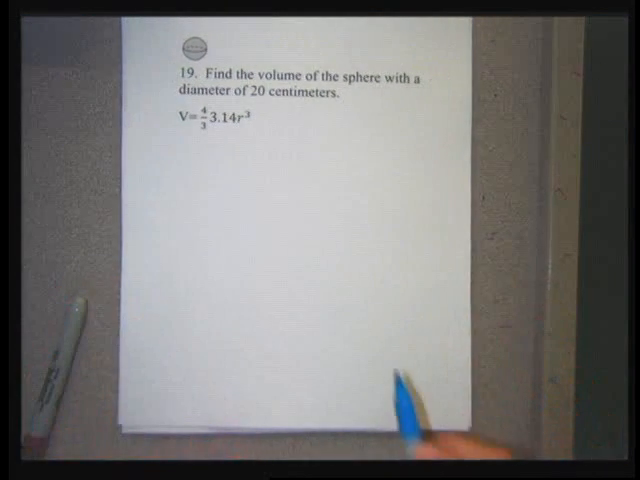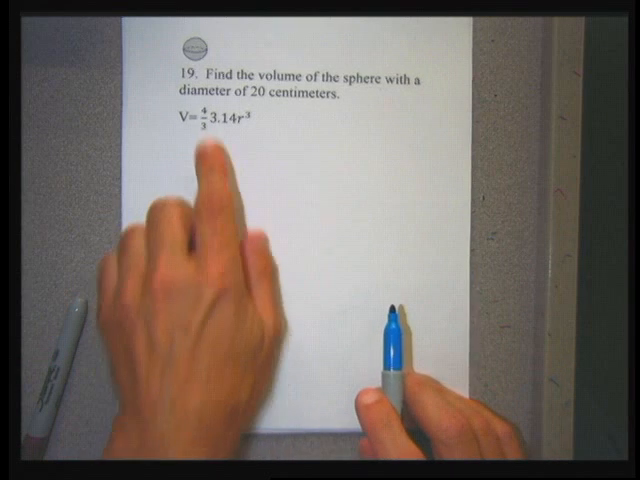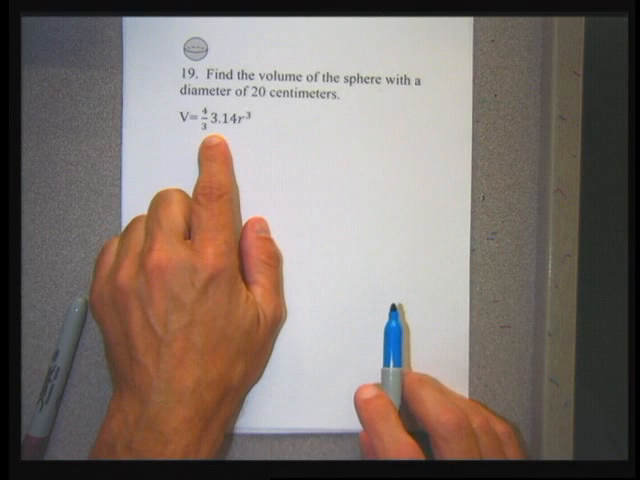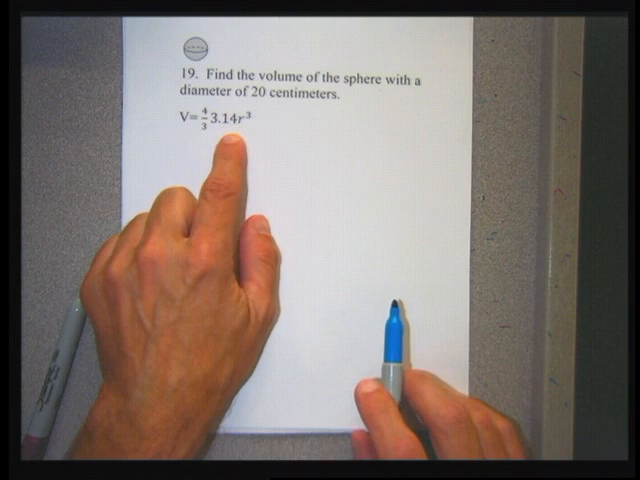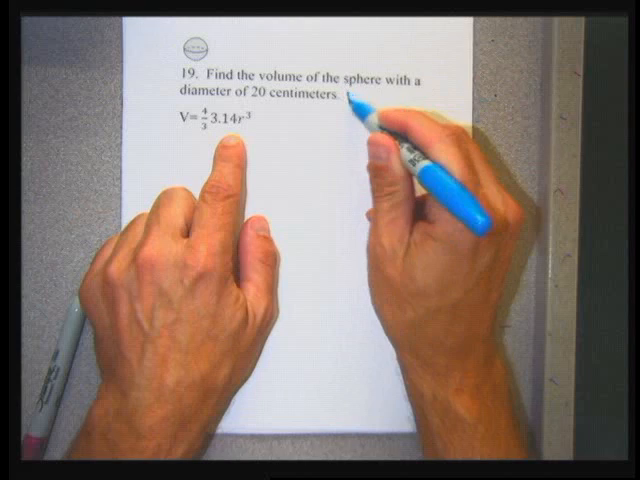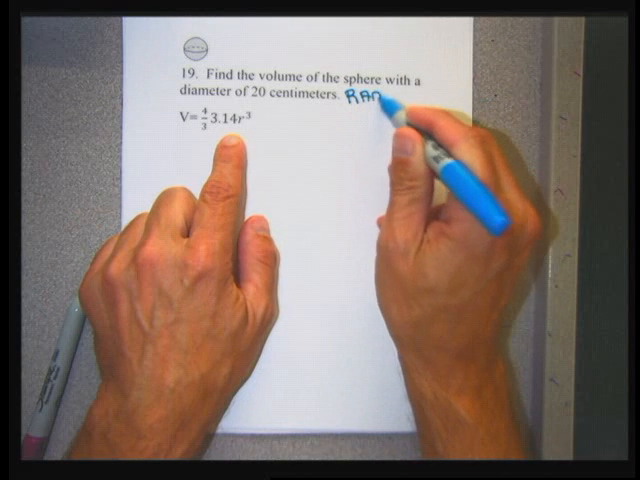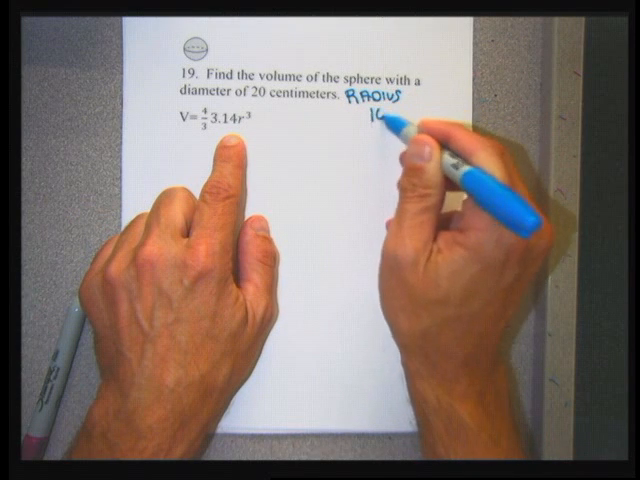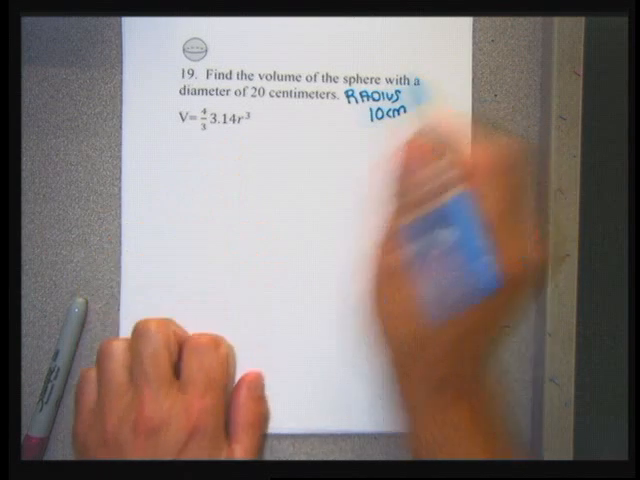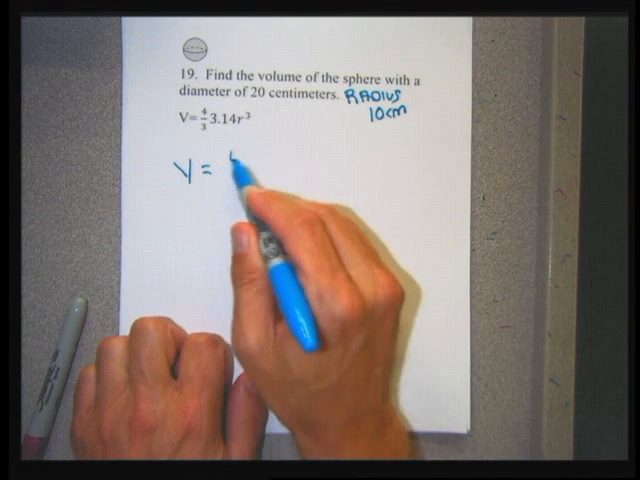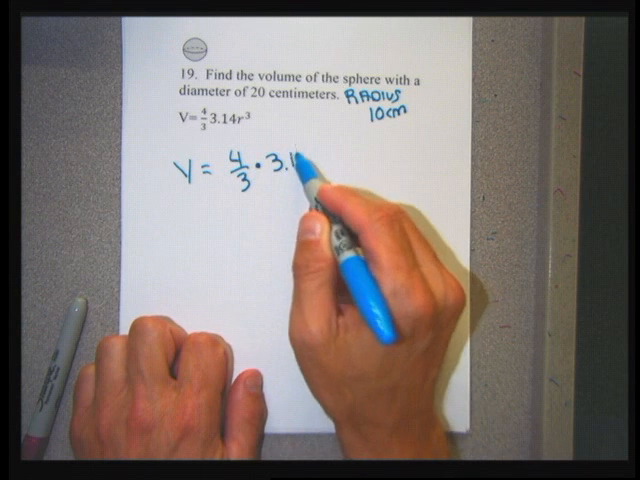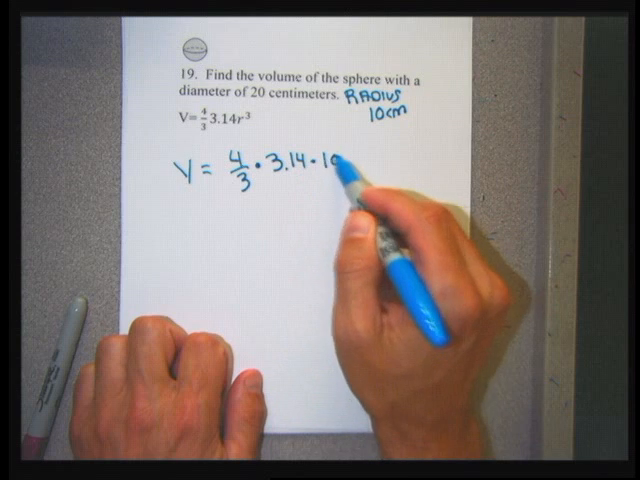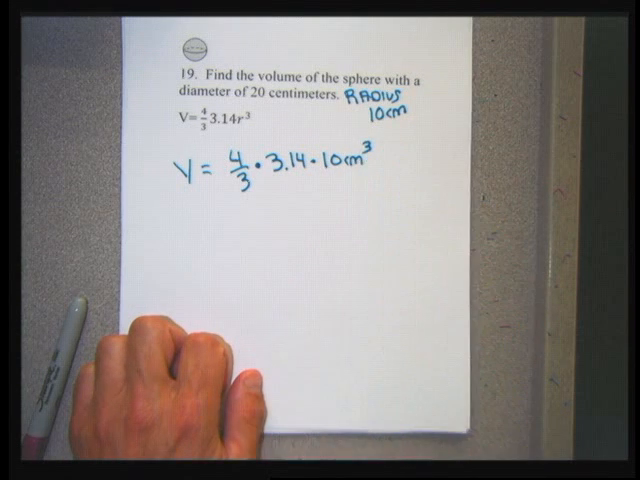Number 19 wants me to find the volume of a sphere with a diameter of 20 centimeters. I pulled out the formula for the volume of a sphere, which is 4/3 pi r cubed. R stands for the radius. If the diameter is 20 centimeters, the radius is always half of that, so the radius is going to be 10 centimeters. So the volume for this sphere is going to be 4/3 times 3.14 for pi times r cubed, which is going to be 10 centimeters cubed.